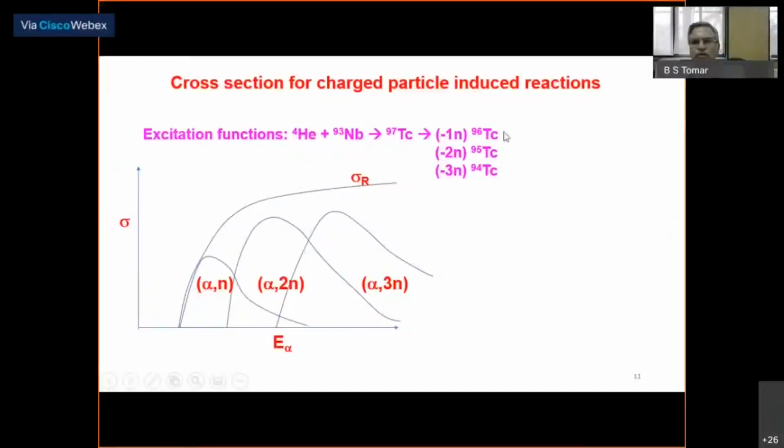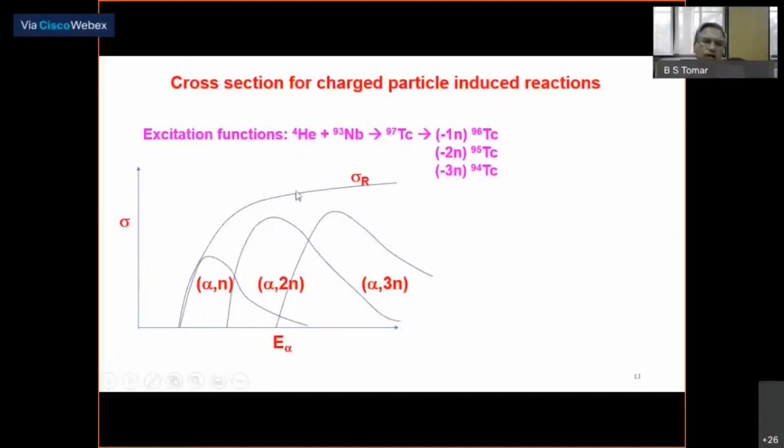So you can have an emission of 1 neutron, 2 neutrons, 3 neutrons, depending upon the excitation energy, giving rise to different evaporation residues. So the cross section for the nuclear reaction, the alpha particle induced reaction, is sigma r. That is the reaction cross section. Sigma r is going to vary like pi r square times 1 minus Ec by ECM, that I derived in the previous lecture. Now this reaction cross section is composed of cross sections of individual products.